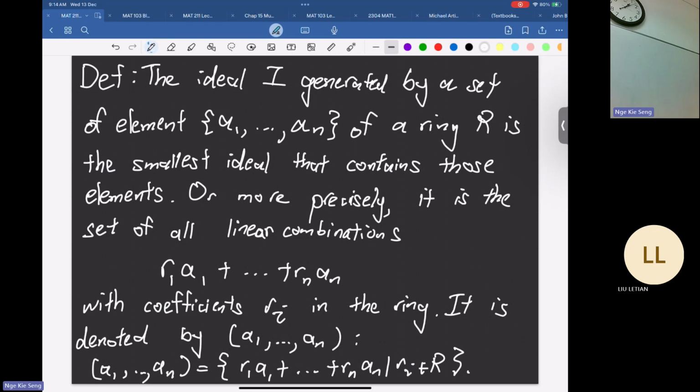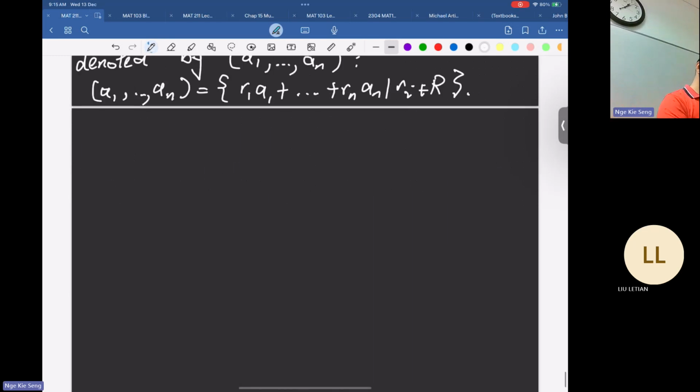Like how I checked the principal ideal just now, we need to check. So for example, let me see, what kind of possible ideal can you write?